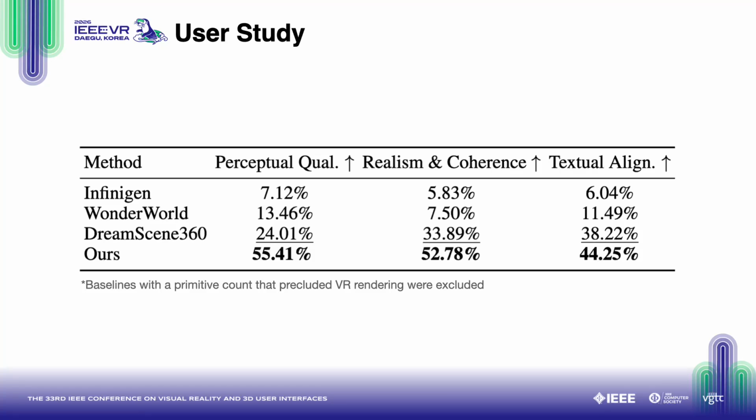We conduct a user study with 50 participants to evaluate the generated scenes in VR headsets. Participants viewed randomized scenes and made forced-choice preferences on visual quality, realism and coherence, and text alignment. Our method was preferred significantly more often than the baselines.